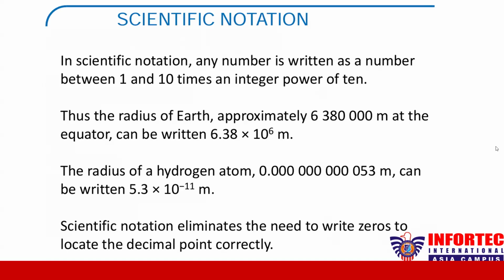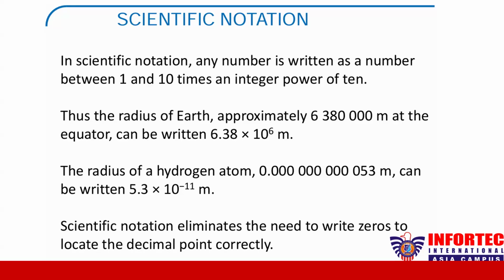What is scientific notation? In scientific notation, any number is written as a number between 1 and 10 times an integer power of 10. Scientific notation is a way to write very large or very small numbers in a simple form using powers of 10. Sometimes we would have to write numbers with so many digits, so we can convert them into scientific notation.